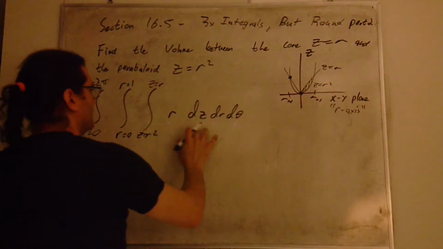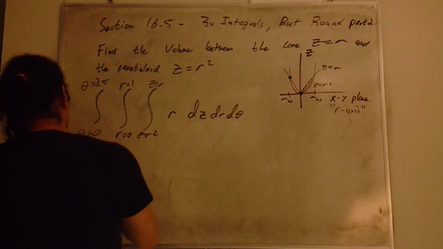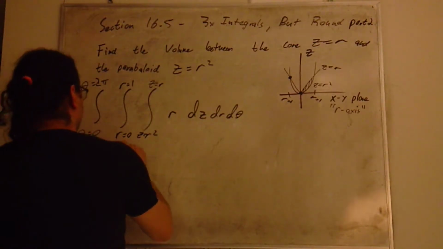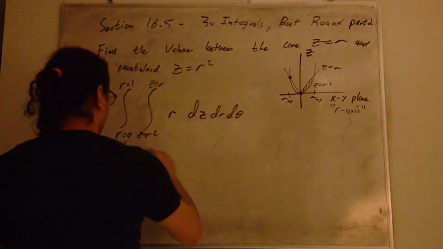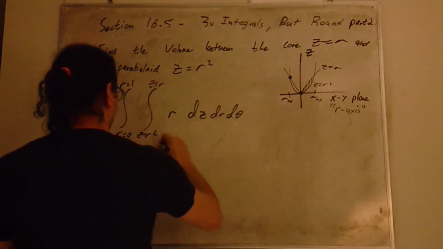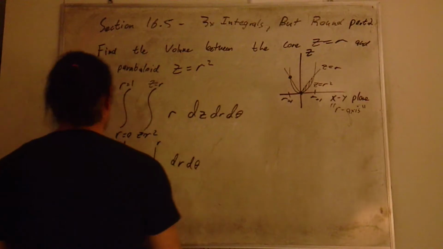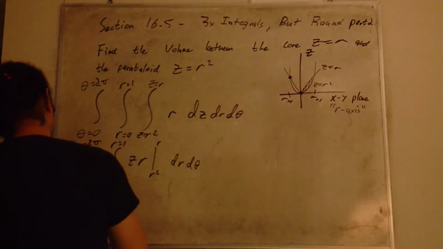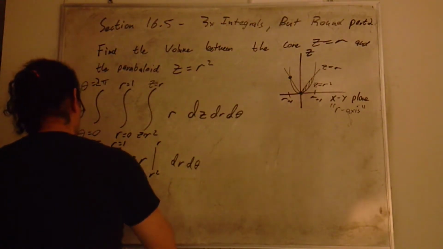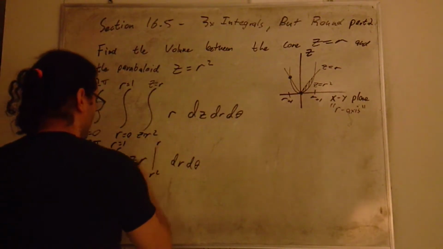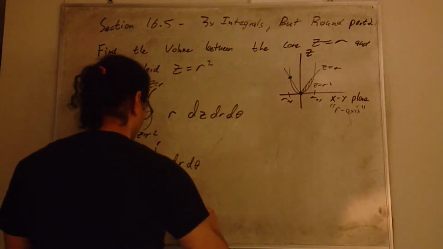Let's start integrating. The integral of r dz is zr, so theta equals 0 to theta equals 2 pi, r equals 0 to r equals 1. This is going to be zr from r squared to r, dr d theta. So theta equals 0 to theta equals 2 pi, r equals 0 to r equals 1 of r squared minus r cubed dr d theta.